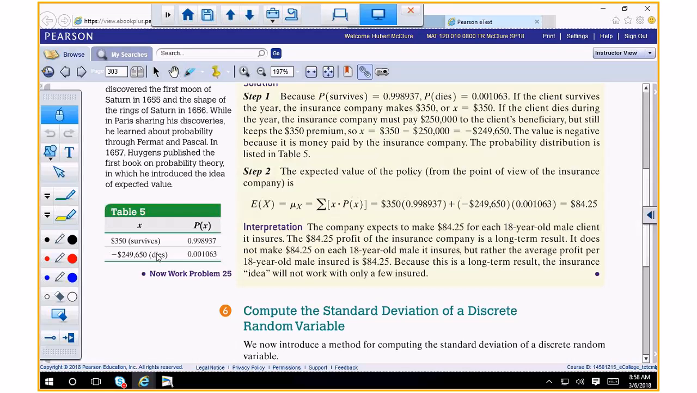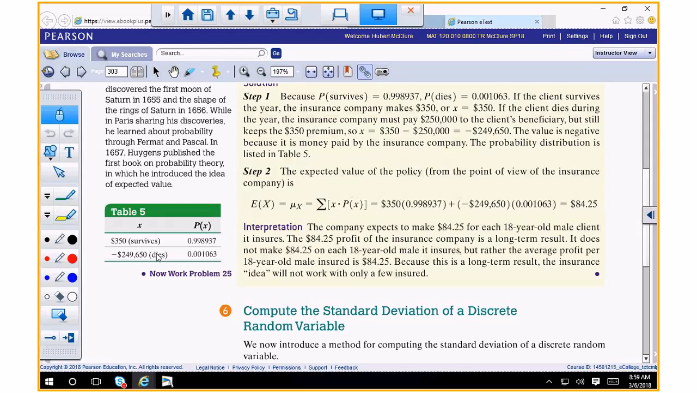So, if you live, you lose $350. If you die, you gain what? That's as a beneficiary, but what is the question asking? Not as far as the person, but as far as the insurance company. So if the person lives, the insurance company gains $350. That's why it's positive. If the 18-year-old dies, then the company is out $249,650. Why isn't it $250,000? Well, the company took $350 of your money, so you have to take that out.